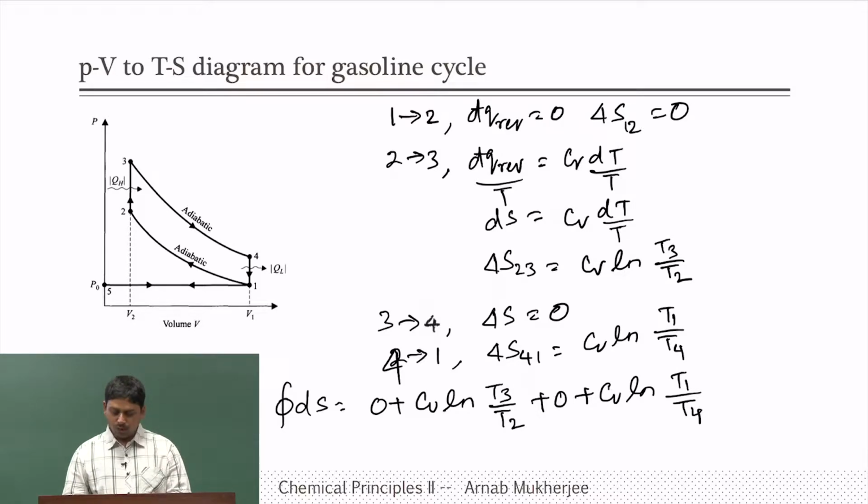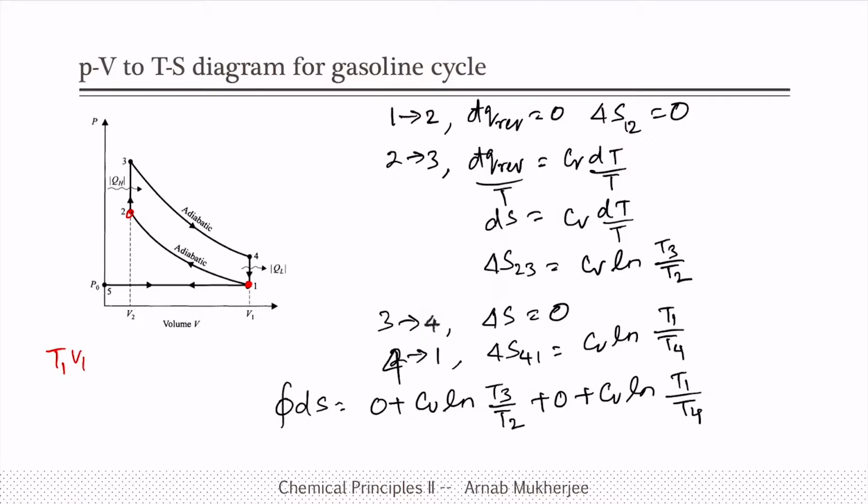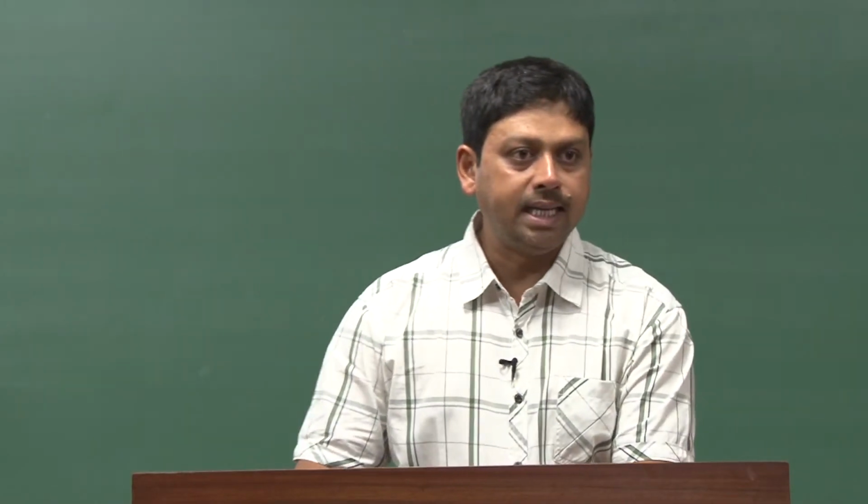Now, we have to invoke the relation between T 3, T 2 and T 1, T 4. So, for that we need to combine the relation in the adiabatic step 1 and 2, in which we can write T 1 V 1 to the power gamma minus 1 is equal to T 2 V 2 to the power gamma minus 1. Why we can do that? Because 1 and 2 are connected by an adiabatic path, and all along the adiabatic path T V to the power gamma minus 1 is constant. So, therefore, we can do that.